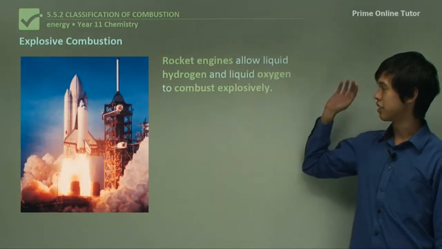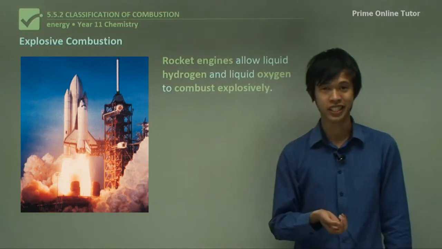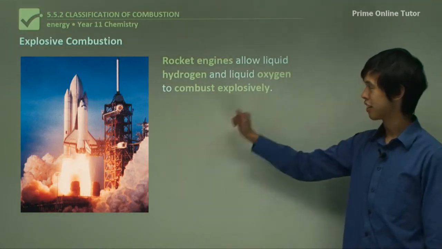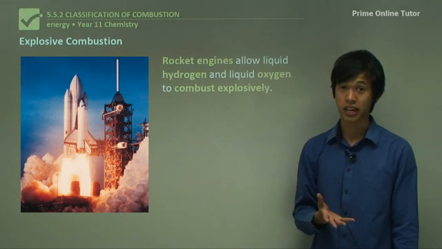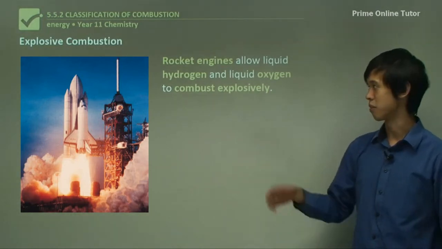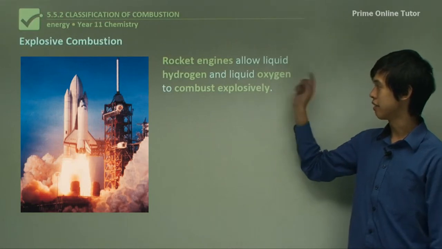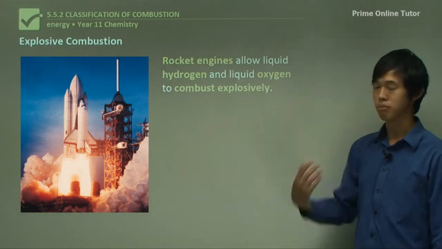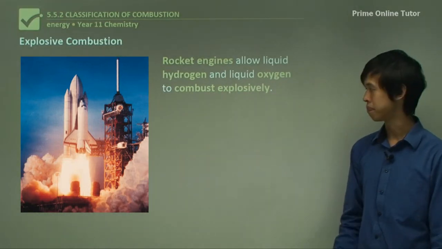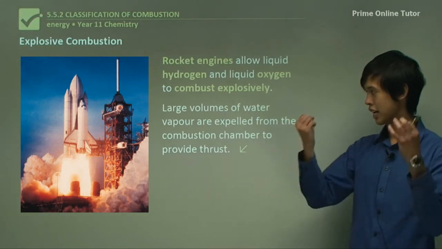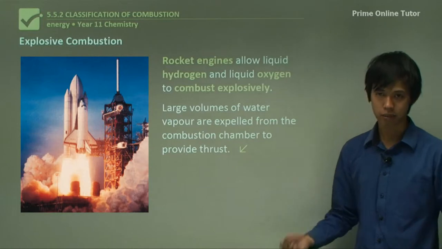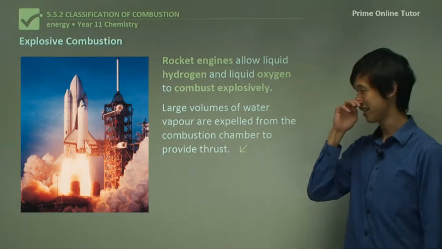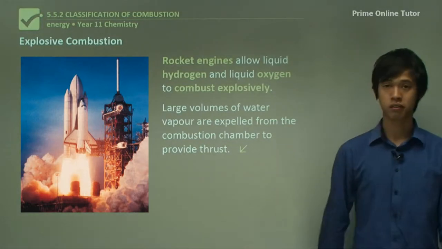So a rocket engine is an example of an explosion. There you go, there it is. And if you've ever seen a rocket launch, you'll see why it looks like an explosion, or why it's called an explosion. But they basically allow liquid hydrogen and liquid oxygen to combust explosively in the engine. And then large volumes of water are expelled at the bottom. And that pushes the rocket upwards, okay? So that's what an explosive combustion is.